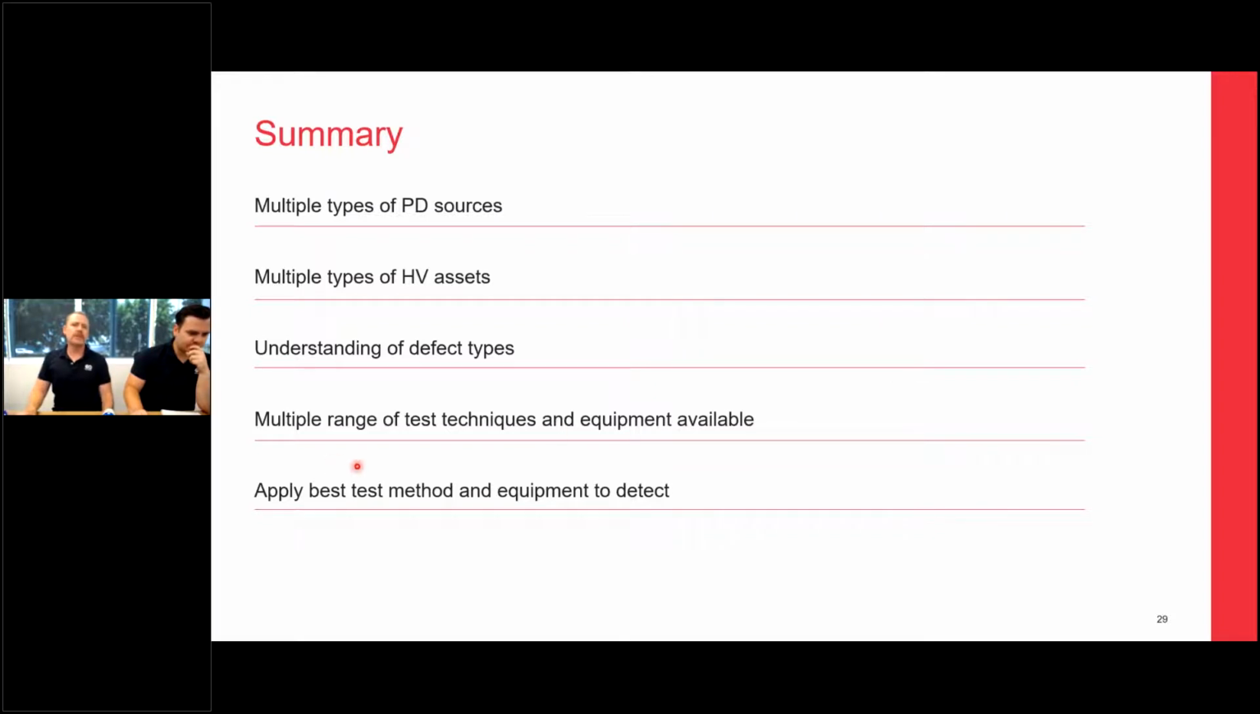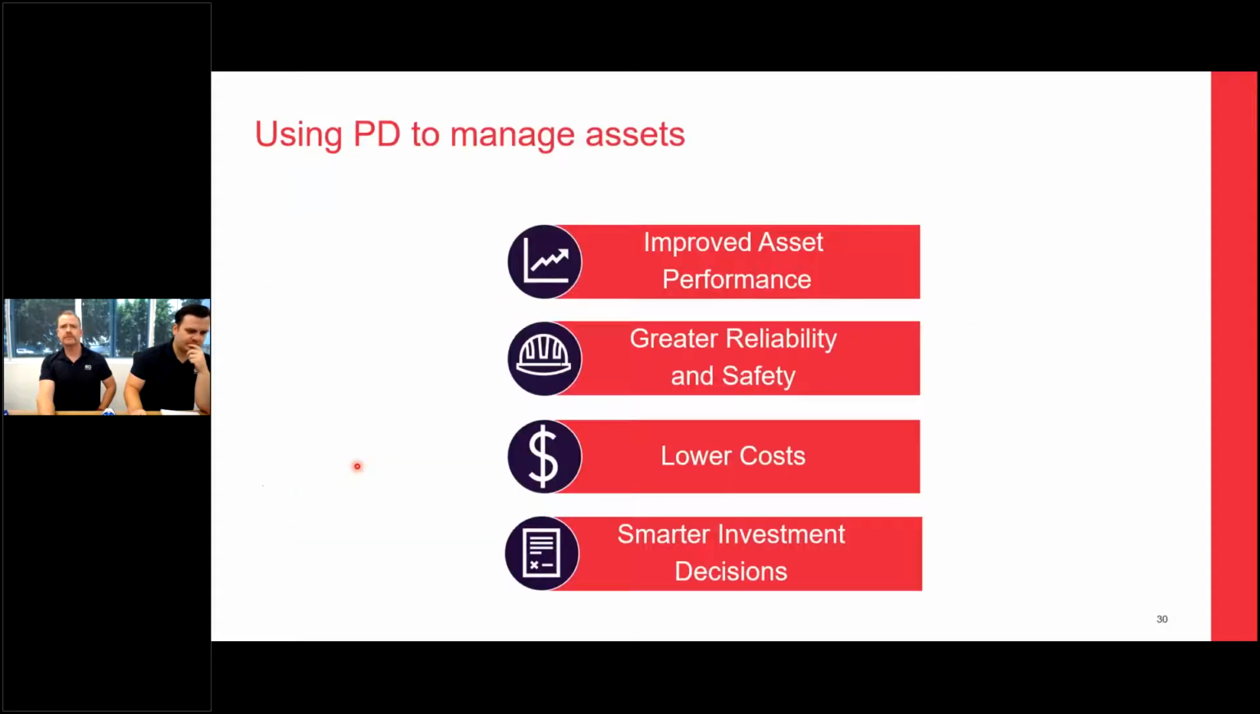And then what we want to do is understand what the best techniques are to detect what's going on inside that switchgear, and then apply those and test effectively. It will give you an improved asset performance because your assets won't fail, basically. It'll give you greater reliability and safety of those assets, safety of those around it and those working on it. It will lower your costs because you'll spend money where you need to and don't spend money where you don't need to, and that also helps you make smarter investment decisions over time.